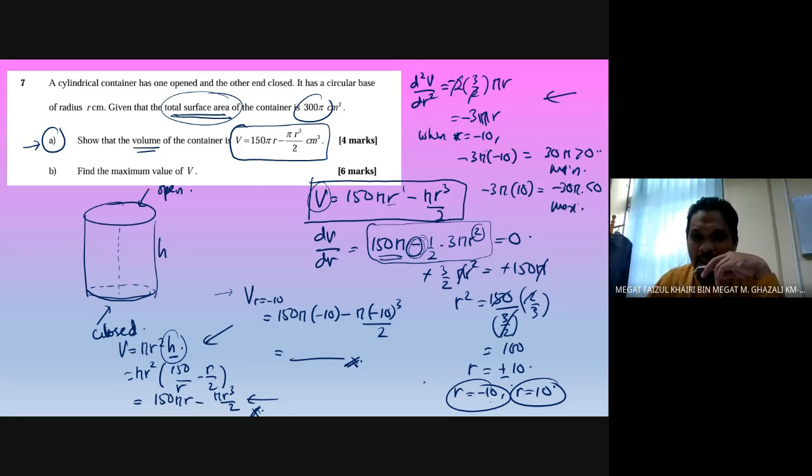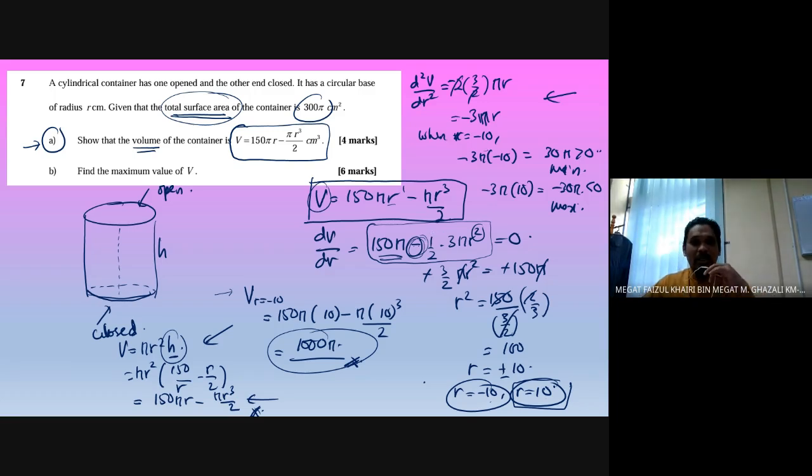So then class, supposedly r equal to 10 is the answer. So substitute into here, it supposedly gives you 1000 pi. 1000 pi, right? Yes. Okay. Sorry, there were some mistakes that I did not notice earlier, positive and negative.